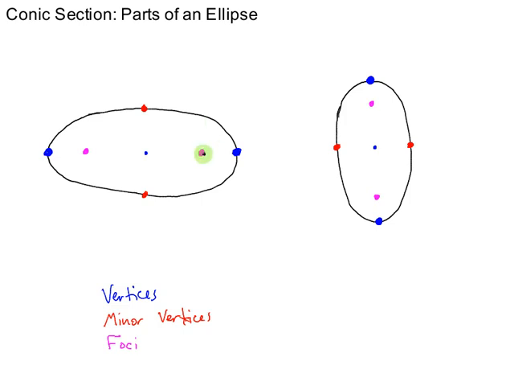So what's the relationship between a focus, a vertex, and a minor vertex? Well, let's see if we can understand this. Let's measure some distances here. Let's say the distance from the center to a focus, let's call that F for obvious reasons. And then let's say the distance from the center to the vertex is capital V. And finally, let's measure the distance from the center to the minor vertex, and let's call that lowercase v. Let's do the same thing over here. I'm just going to label them the exact same way.